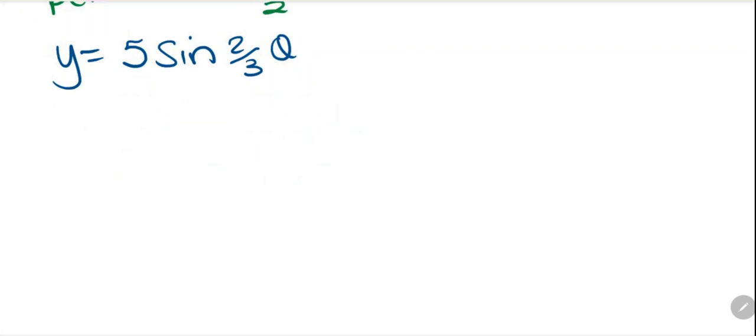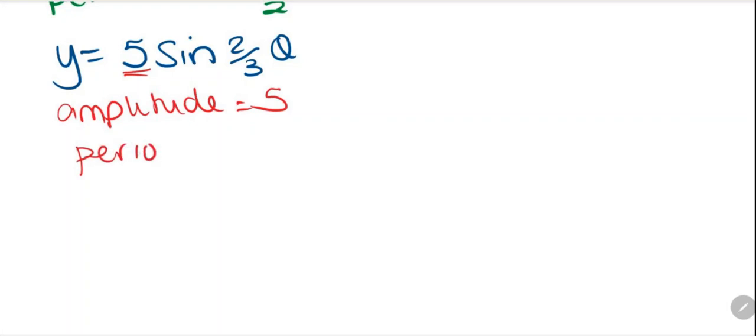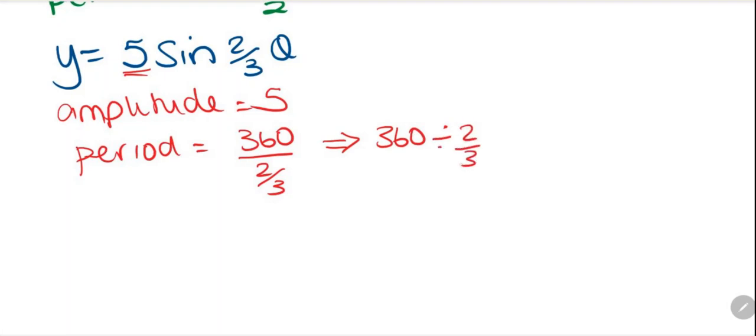Okay, so if you have a look at this question, 5 sine 2/3 theta, the amplitude is equal to 5. And to find the period, 360 divided by 2/3, which we can rewrite as 360 multiplied by 3 divided by 2. So that will be 540 degrees. So we have an amplitude of 5, and the period is 540.